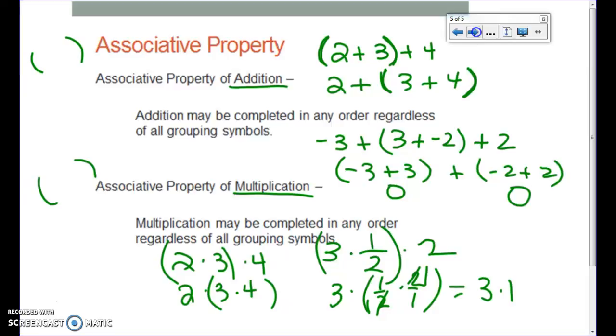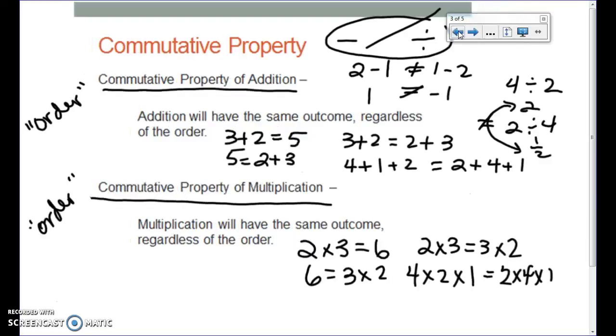All right, so those are the properties I want to talk about today. We had the distributive property, the commutative property, the associative property, and the identity property.